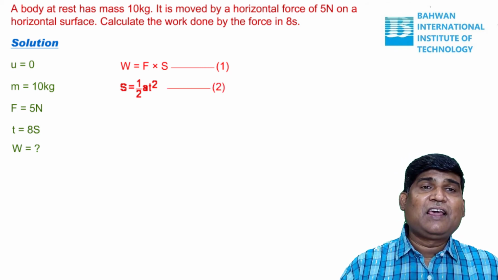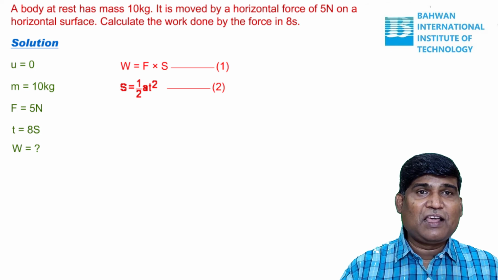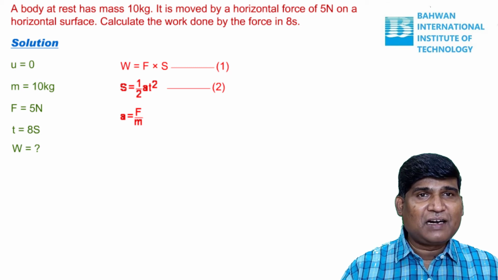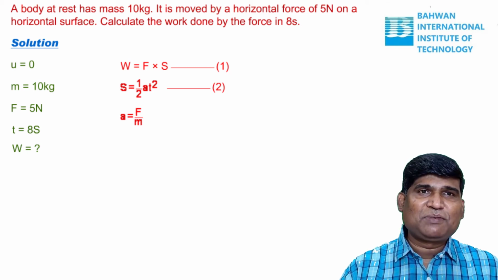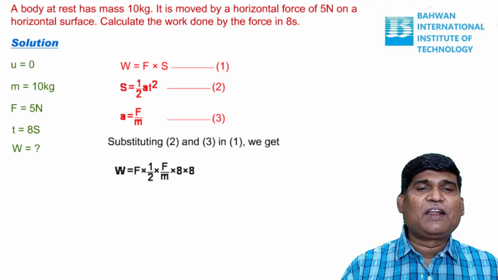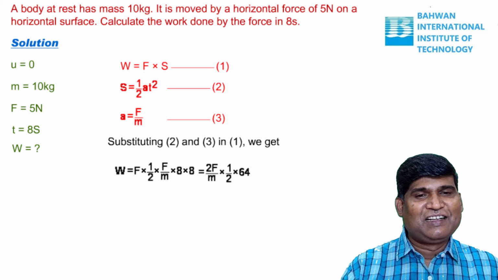So in this, a is required, right? We want to get S by using the second equation. Time is there, but a is missing. How will we get a? We know Newton's second law, F is equal to ma. From that, a is equal to F by m. We already have F and m, right? They have given them in the problem. So I'm substituting the F value and m value. When we substitute the F value and m value, automatically you will get acceleration.